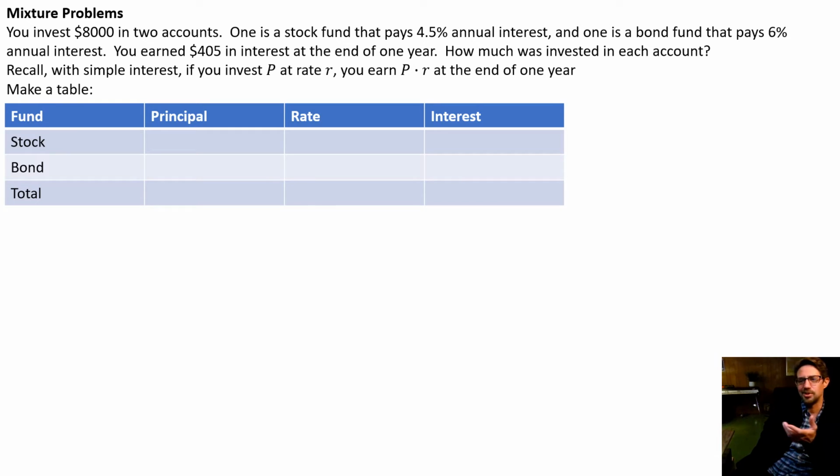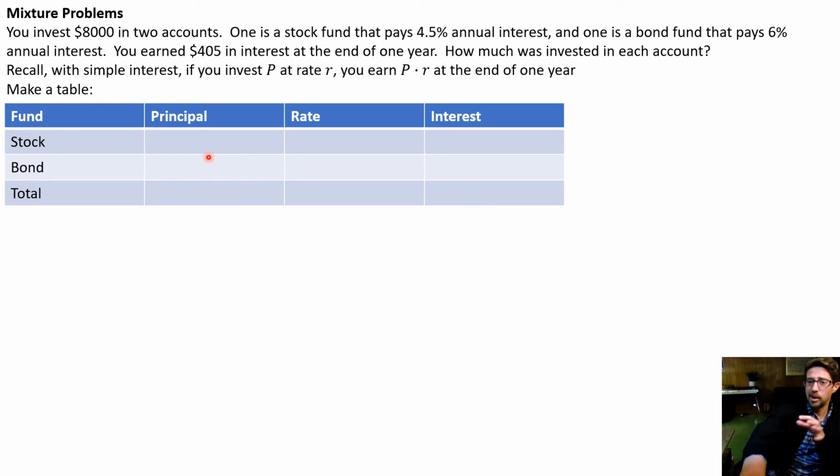And then again, notice that it's all kind of the same thing. So you take your fund. This is how much you put into the stock fund. This is how much you put into the bond fund. And the third row is going to be your totals. And then we're going to make one column for principal, so how much we put in, one column for rate, which was given, and one column for the amount of interest we're going to make. Okay, and that's going to give us our 2 equations.